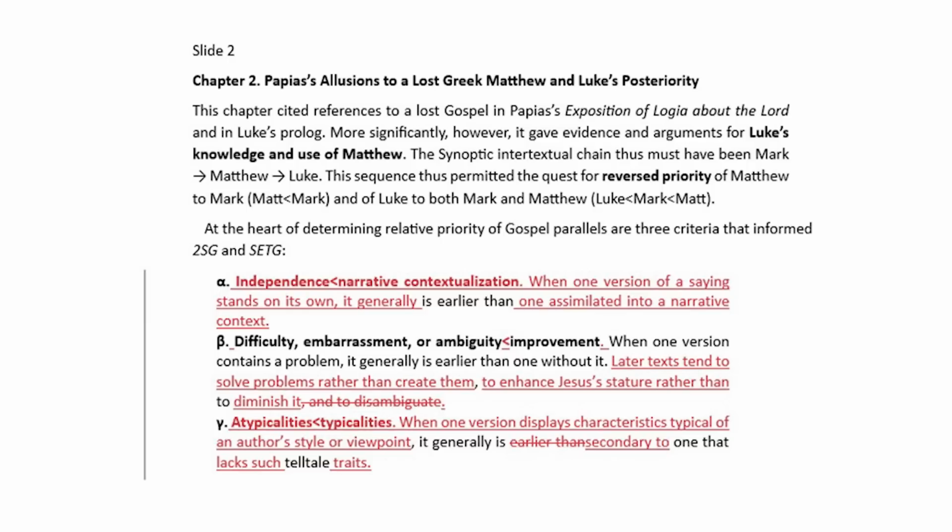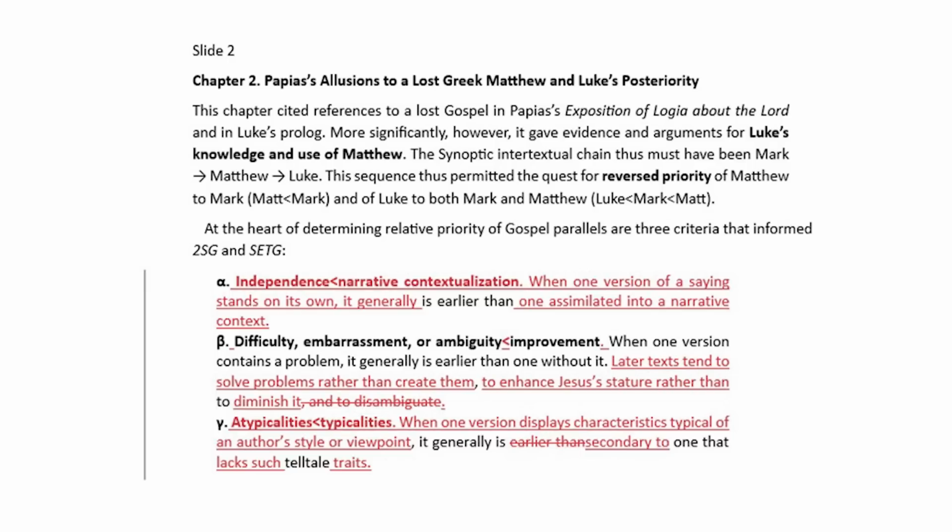Another, the final one, although there are a number of minor criteria: atypicalities are more primitive than typicalities. When one version displays characteristics typical of an author's style or viewpoint, it generally is earlier than one that lacks such telltale traits.